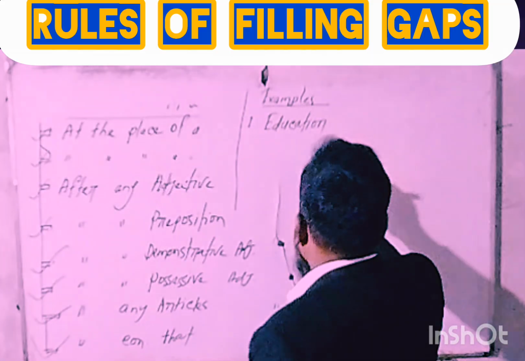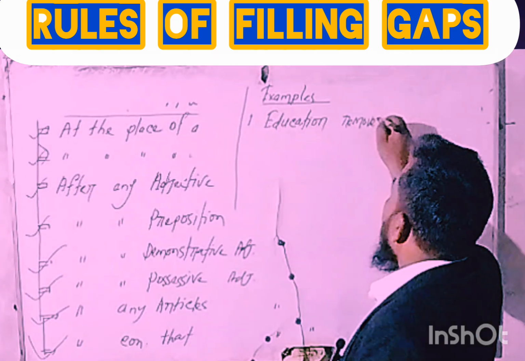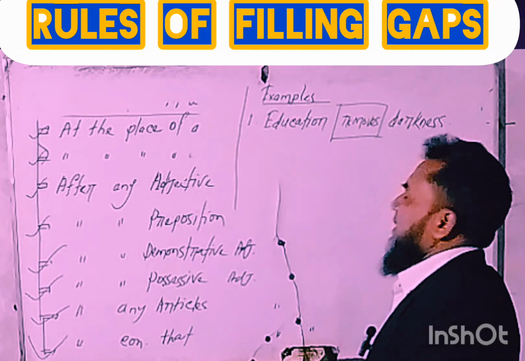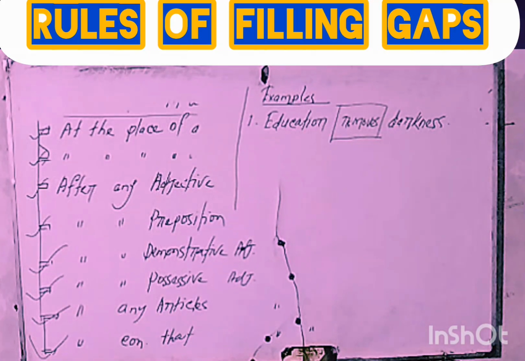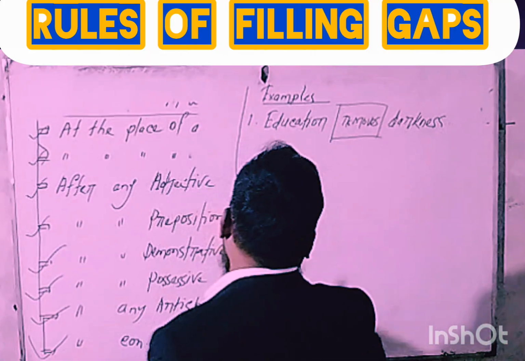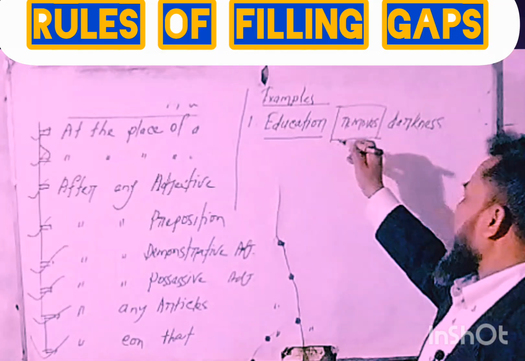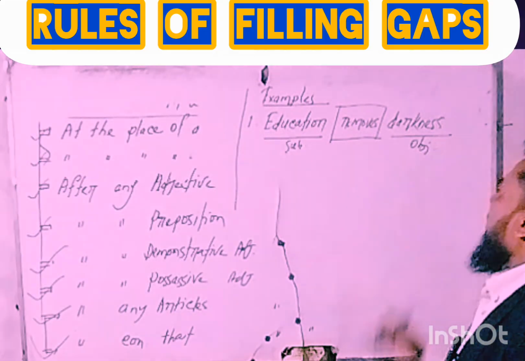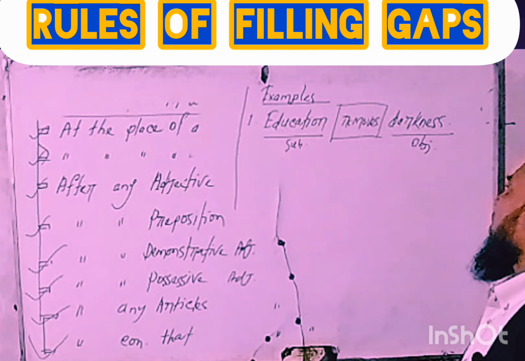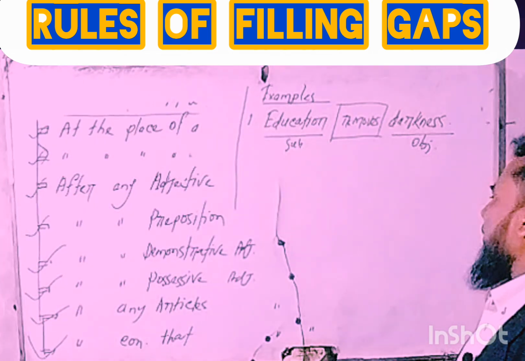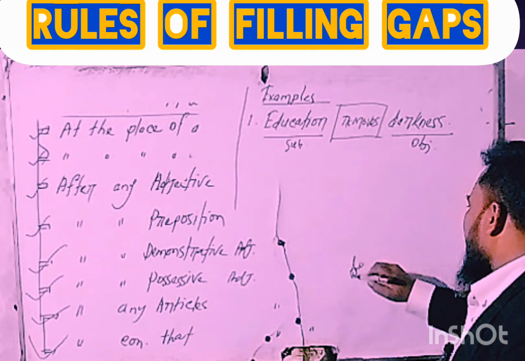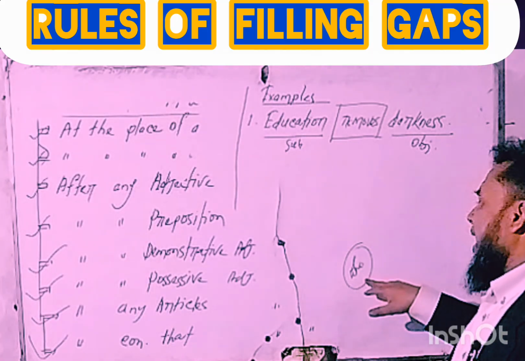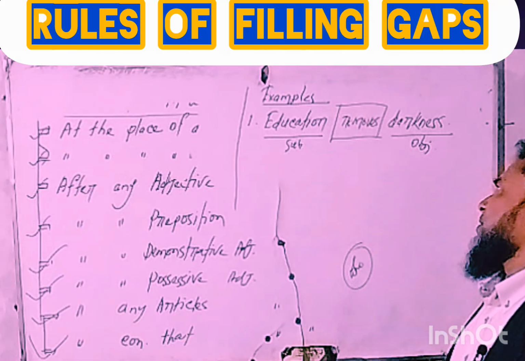Education removes darkness. Okay, my dear learners, now try to identify what the subject and what the object of this sentence is. I want to suggest that education is the subject and darkness is the object. Because you are told that, my dear learners, at the time of finding any subject of a statement, you have to ask the verb with who, and if you get an answer, of course, that word is the subject.